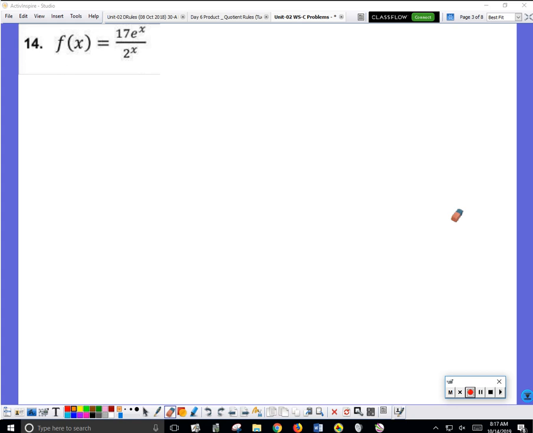Okay, first step is the same as before. Take the derivative of both sides. So here we go. Questions up to there? That's not new, just taking the derivative of both sides.